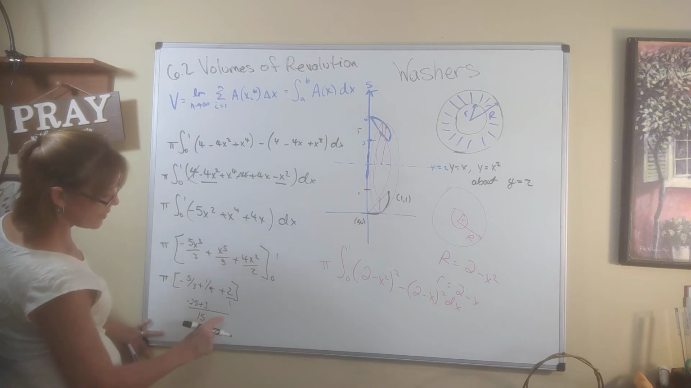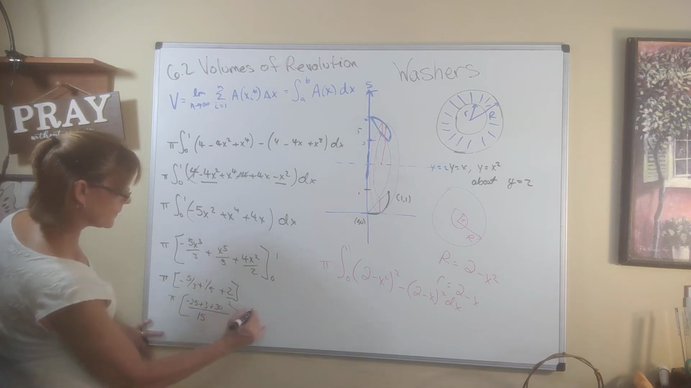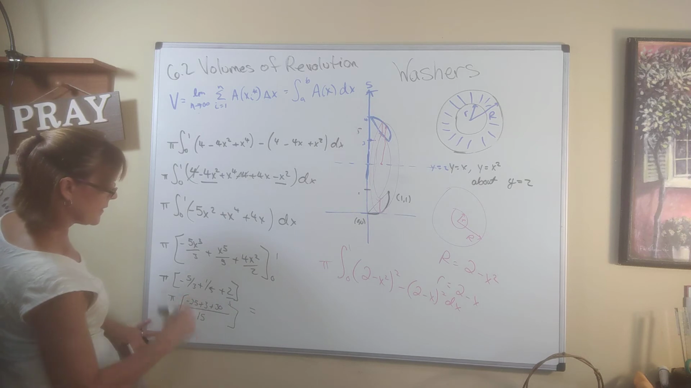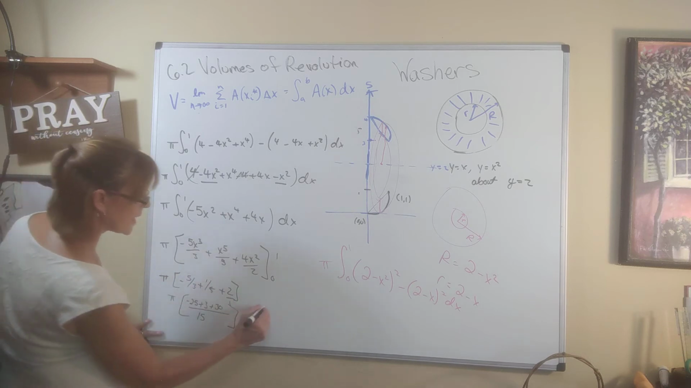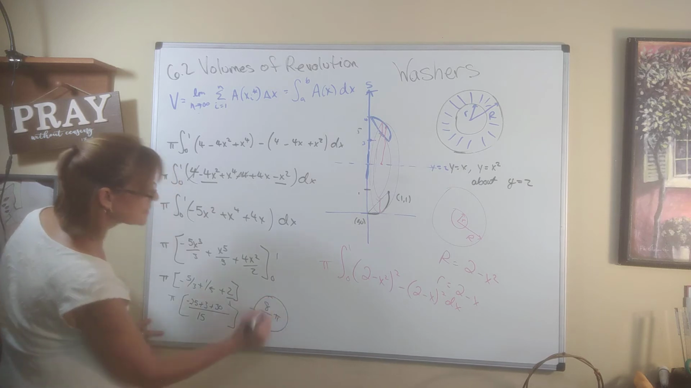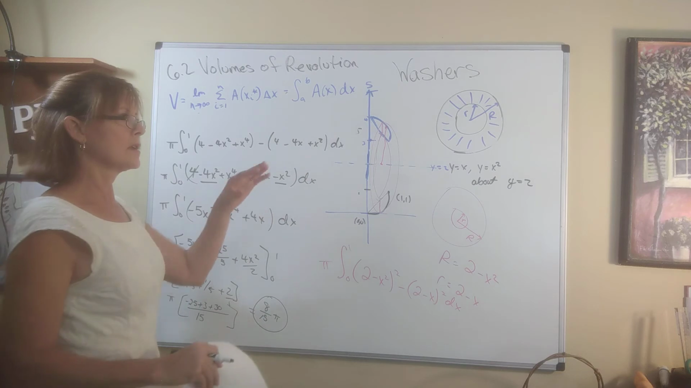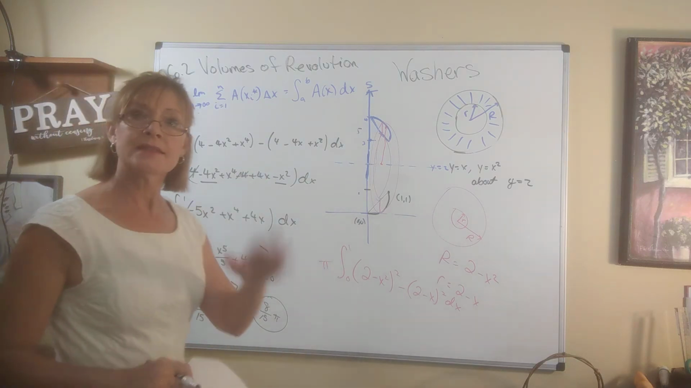This is 2 over 1. So I would say 1 times 15 is 15, 2 times 15 is 30, times a pi. 30 minus 25 is 5, plus 3 is 8 over 15 pi. This is the area of this curve rotated about the line y is 2. Okay, last example for washers.